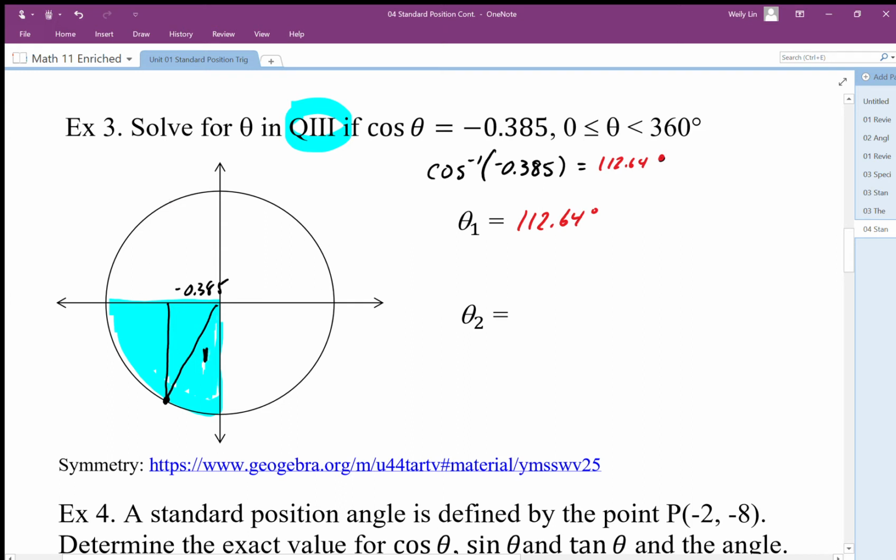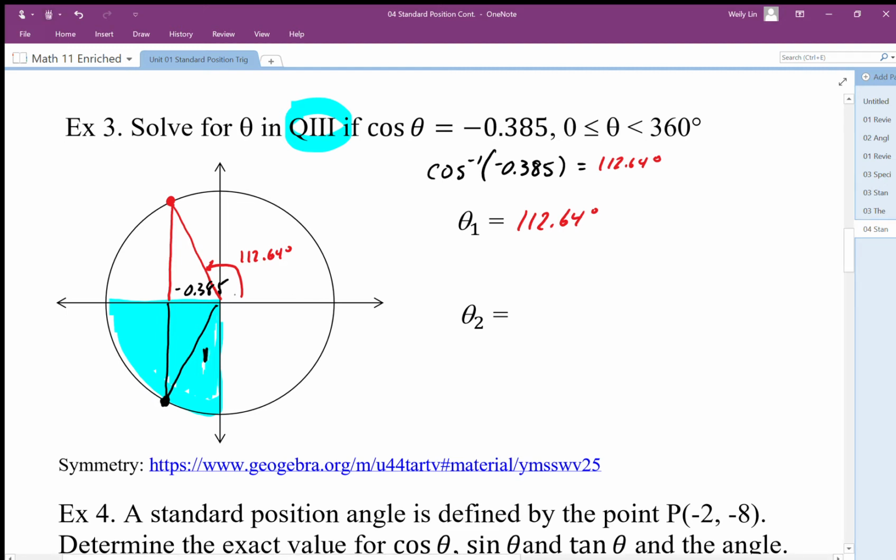So theta 1 actually is somewhere around here, and it's locating that position. That's 112.64 degrees. Now that's all my calculator is going to give me. That's all the help it's going to give me. I know it's in the wrong quadrant, but I know that the symmetry for cosine is horizontal symmetry, so I'm going to fold it across, and I know it's exactly right there. So to find out the location of that black point, this one right here, I just need to use symmetry.